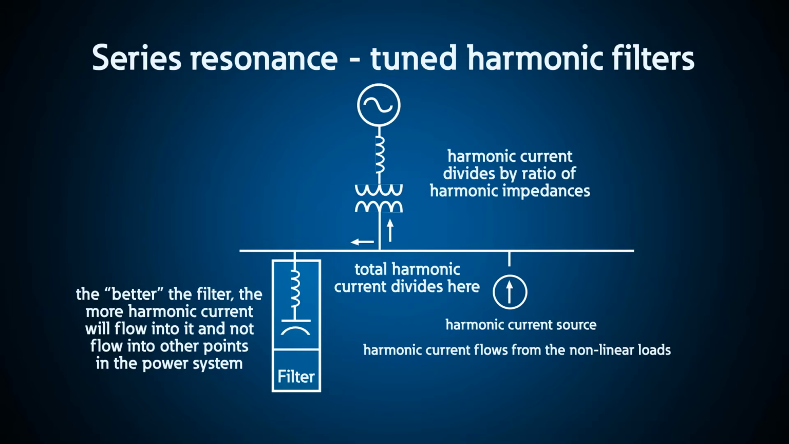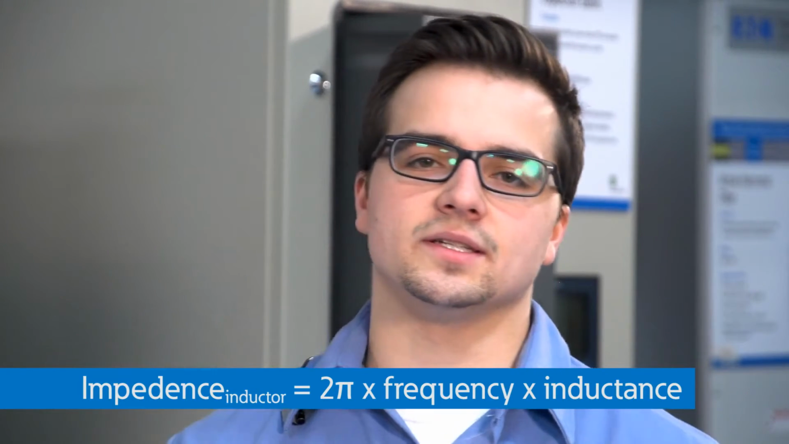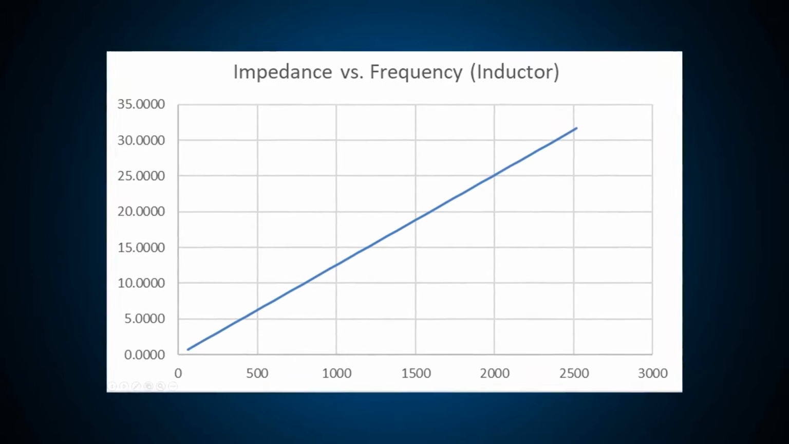Let's back up a second and define resonance. Series resonance occurs when you put a capacitor in series with an inductor. We call this a harmonic filter. We tune this filter to a specific frequency by selecting the components that match impedance at the desired tuning frequency. Since the impedance of an inductor is defined by 2 pi times frequency times the inductance, its impedance increases as the frequency increases. The impedance of a capacitor is the opposite.